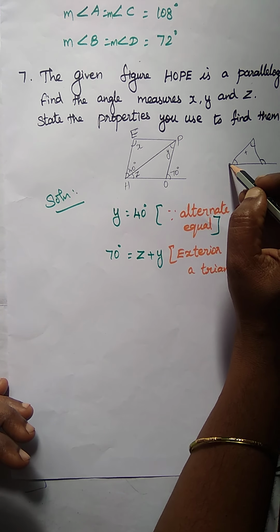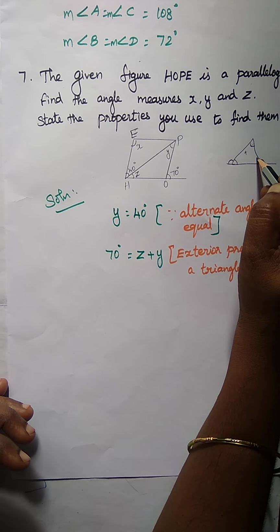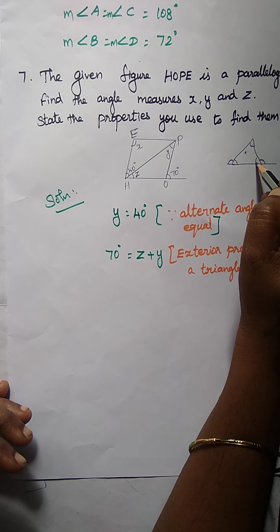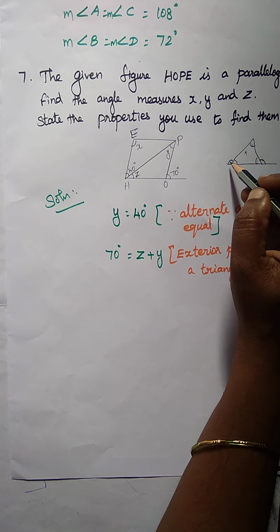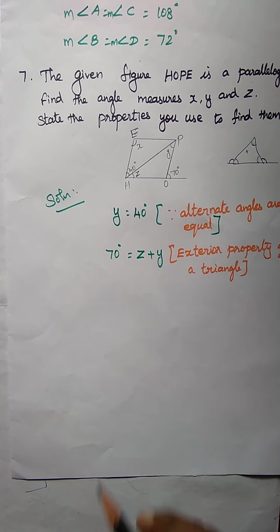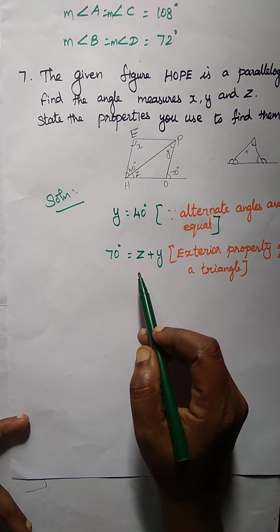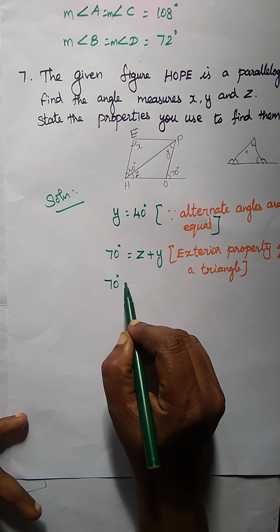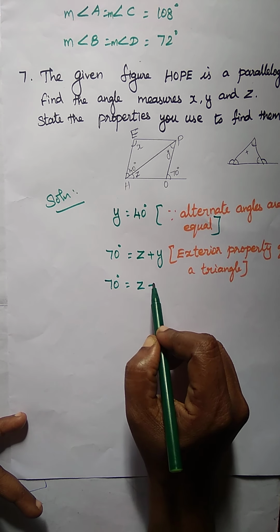That is very important. See here, so the exterior angle comes here. How can we find it? Using this and this. Okay, these are the two opposite angles. So when we add, we get the exterior angle. Okay, so 70 degree is equal to z plus y. Using this we are going to find the value of z. Okay, so 70 degree is equal to z plus y.